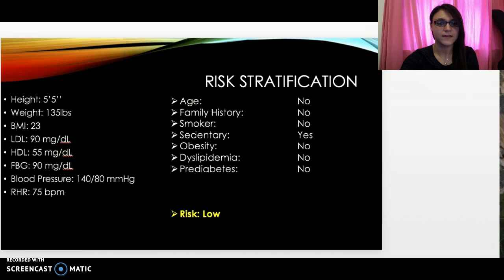Her risk stratification: she is 5'5" and 135 pounds, so she is at a normal BMI. Her triglyceride levels are in normal range. Her fasting blood glucose is also in normal range, and her blood pressure is a little high, but that is typically seen with hyperthyroidism. And she is at low risk because she is sedentary.